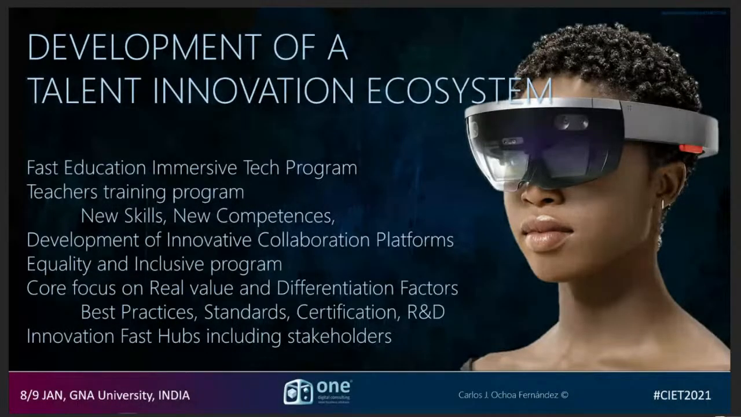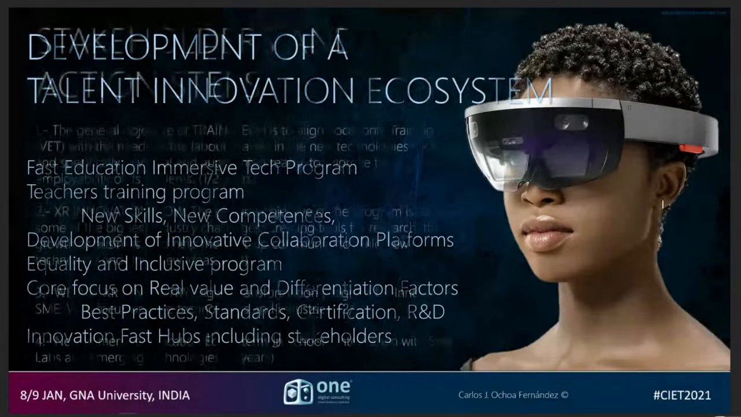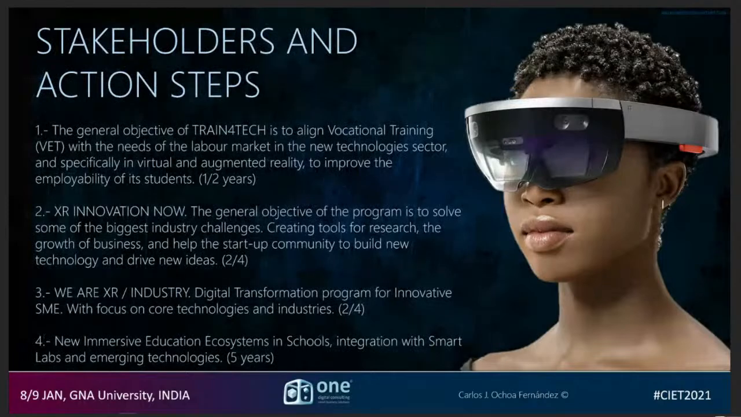And something that is absolutely critical is innovation fast hubs, including the stakeholders. The program of creating startups from hubs is very well known all around the world, but we need to accelerate all these processes because the society is working for that. So some ideas about how we can imagine creating a program and putting the stakeholders in action steps. Well, I put here some ideas that we are developing with some universities and some organizations around the world.